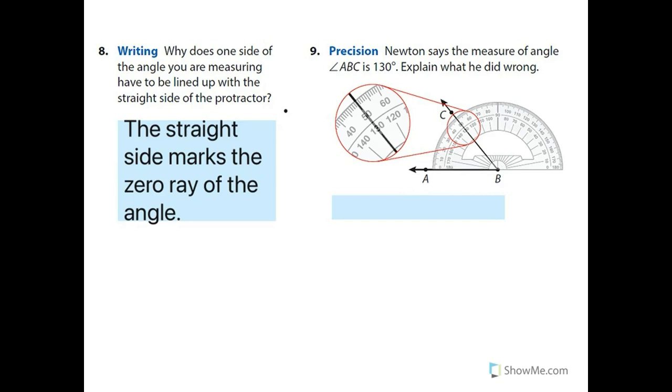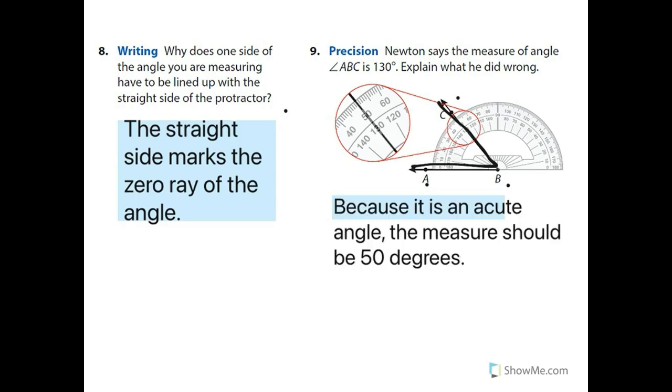Number 9 is precision. Newton says that the measure of angle ABC is 130 degrees. Explain what he did wrong. I hope you see that he measured it wrong, because that's obviously less than 90 degrees, isn't it? Here's what I'm going to say. Because it is an acute angle, the measure should be 50 degrees, not 130.